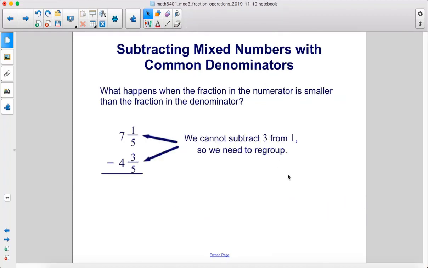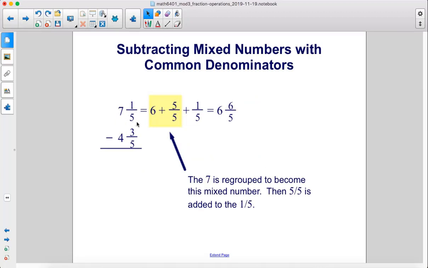What happens when the fraction in the numerator is smaller than the fraction in the denominator? We cannot subtract 3 from 1, so we need to regroup. The 7 is regrouped to become this mixed number, 6 plus 5 over 5. Then 5 over 5 is added to the 1/5. Therefore, 7 and 1/5 is equivalent to 6 and 6/5.